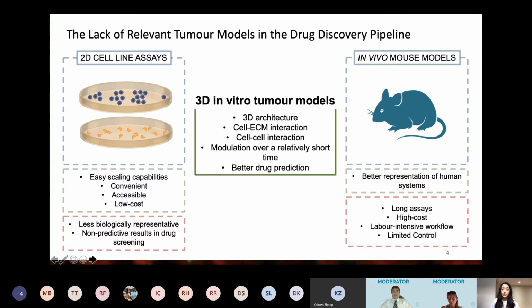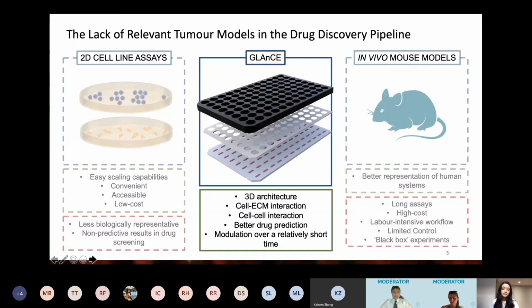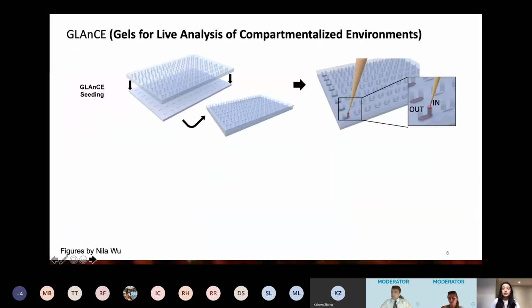An ideal tumor model would be a 3D in vitro tumor model, which can simulate a 3D architecture, cell-to-ECM interaction, cell-to-cell interaction, modulation over a relatively short time, and better drug prediction. That's where GLANS comes in, and the Moving Lab has previously published a 24-well plate version, but we're currently expanding to the 96-well plate, which is the one I'm working with. So GLANS stands for gels for live analysis of compartmentalized environments.